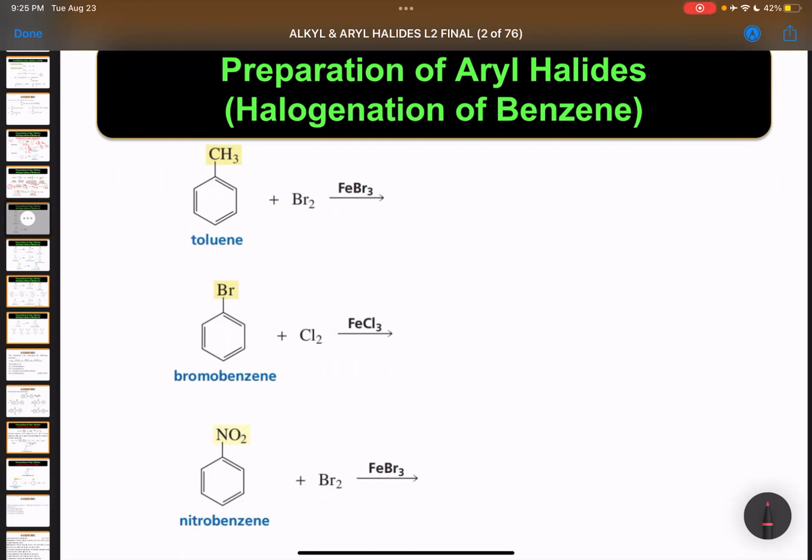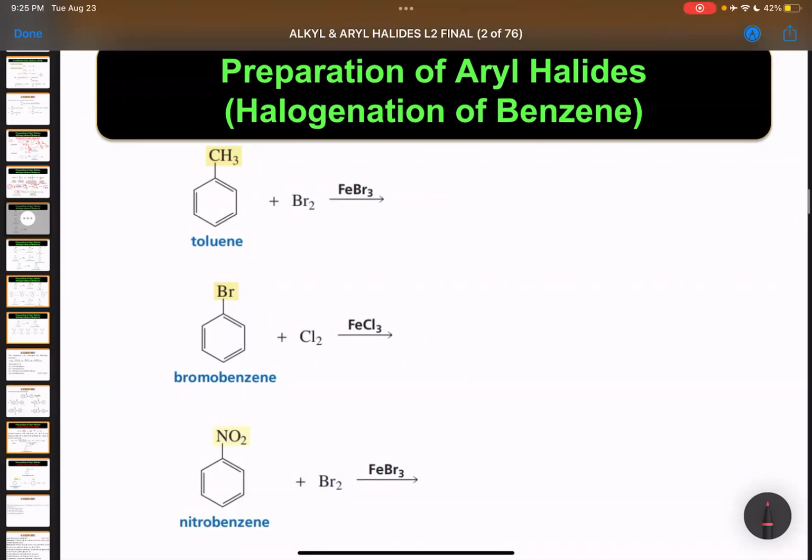And the para position. Why the ortho position? Yeah, correct. Why ortho and para? Sir, because they have become electron rich groups. Yeah, exactly. Methyl is an electron donating group, and electron donating groups are ortho para directing groups. Right?